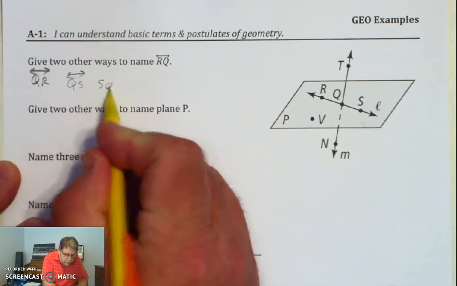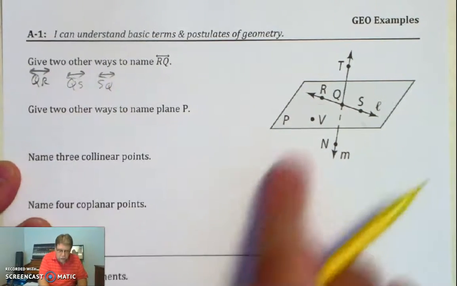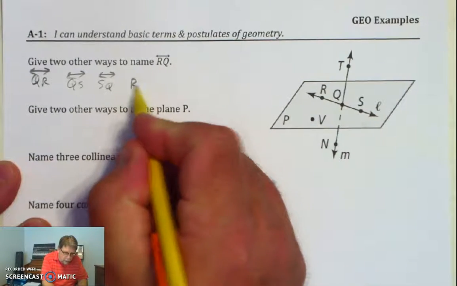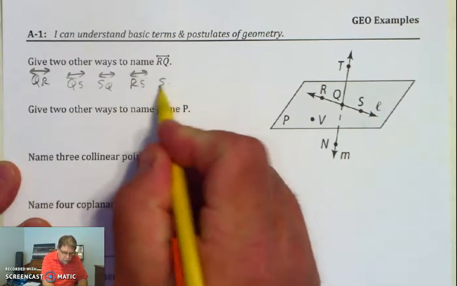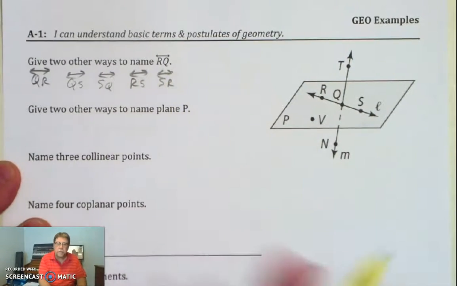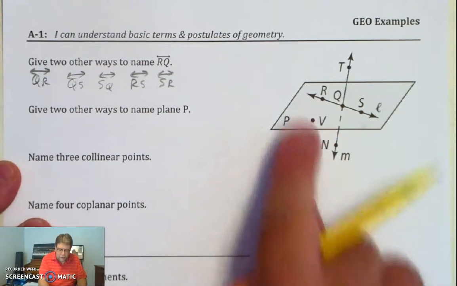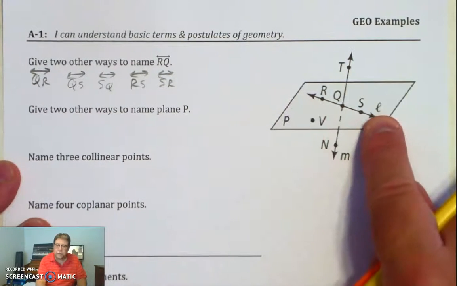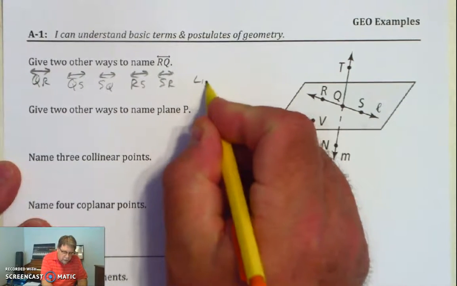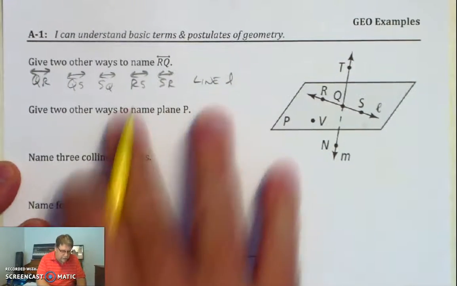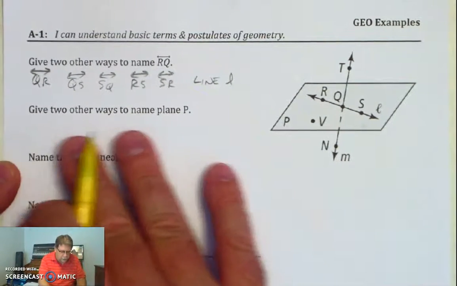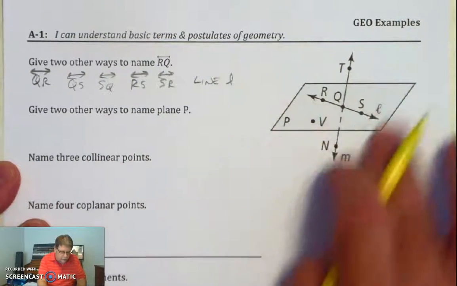or SQ. We could even choose R and S. So we could call it RS or SR. You got to make sure you put the line symbol over the top of your letters. There's one other way we could name this. Since this line is also named with a scripted L, we could simply write line L. So that's that one. Give two other ways to name plane P.